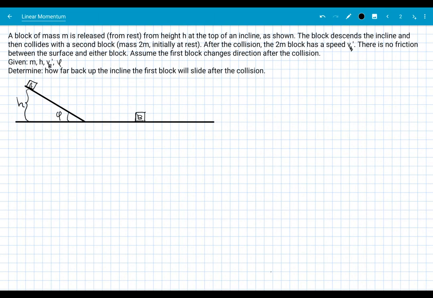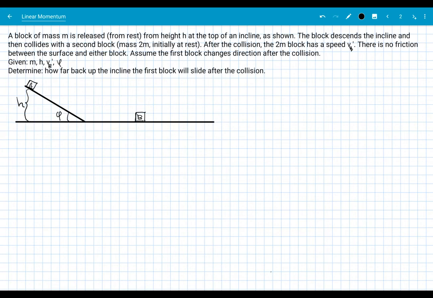All right, let's take a look at this scenario here. We have two blocks, and they're both initially at rest. And the one on top of the incline there is up at a height h on this incline. It's released from the top of the incline, slides down, and collides with block B.